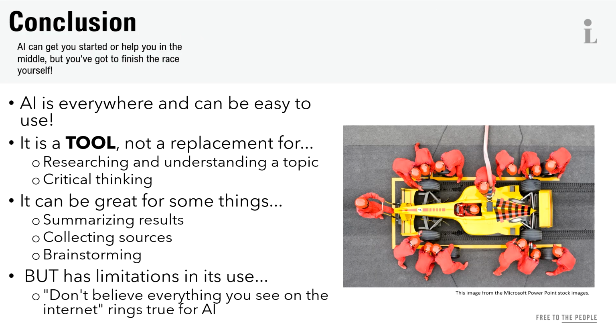To sum up some of the things we've discussed today, AI is everywhere and can be really easy to use. However, at the end of the day, it is a tool and not a replacement for researching and understanding a topic, for critical thinking. And as we've seen, it can be great for certain tasks like summarizing results or collecting sources, but it has limitations in its use. The phrase, don't believe everything you see on the internet, rings true for AI as well. Basically, AI can get you started, or like the pit crew in this image, help you in the middle, but you've got to finish the race yourself.